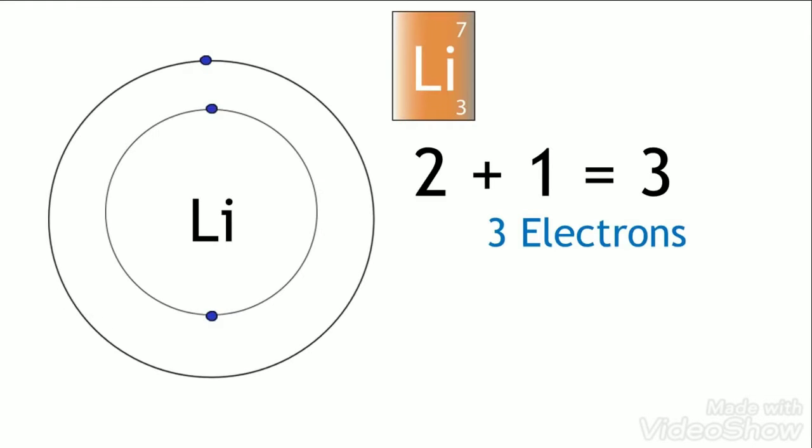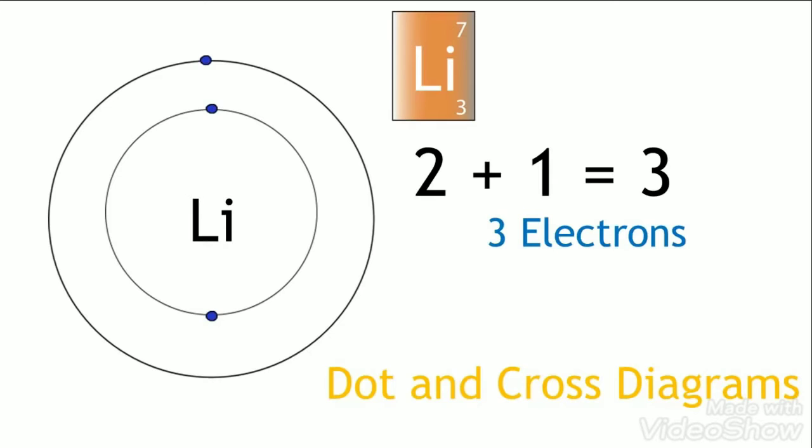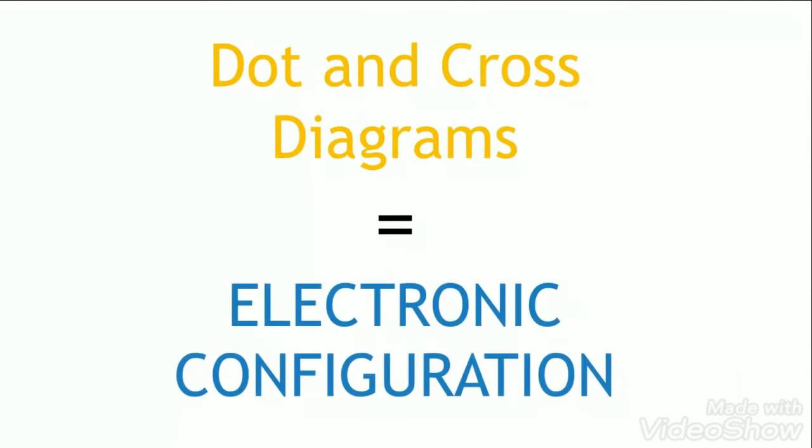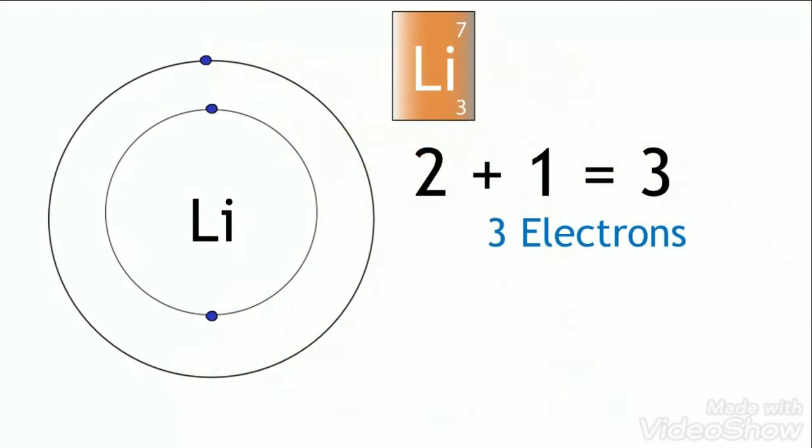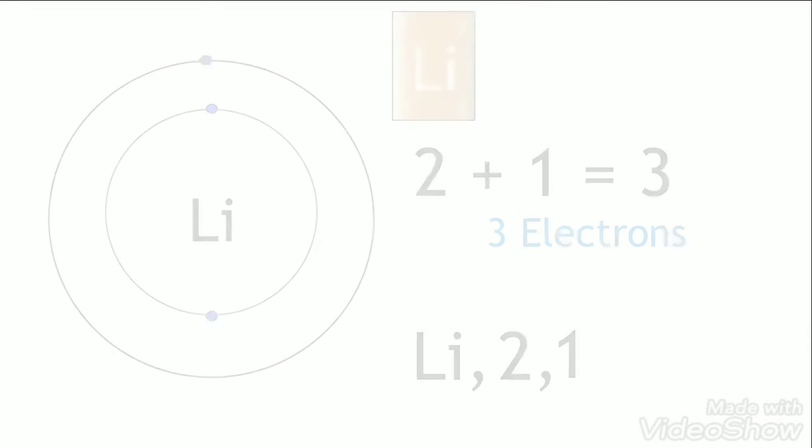These diagrams are called dot and cross diagrams, and they're used to show the electronic configuration of an element. You need to be able to draw these diagrams, as well as being able to write the electronic configuration in a written form. For lithium, this will be written as Li 2,1.